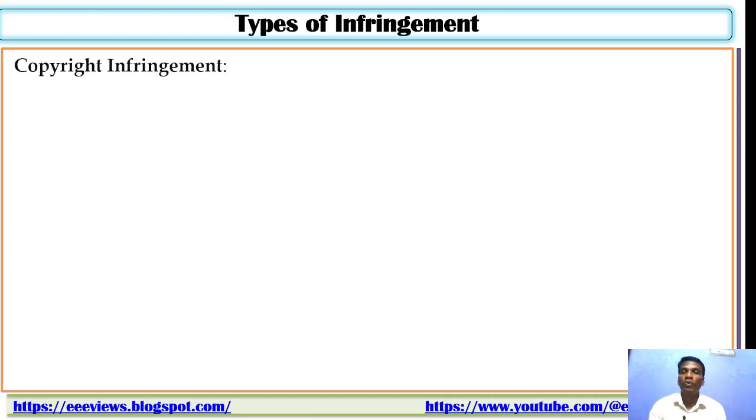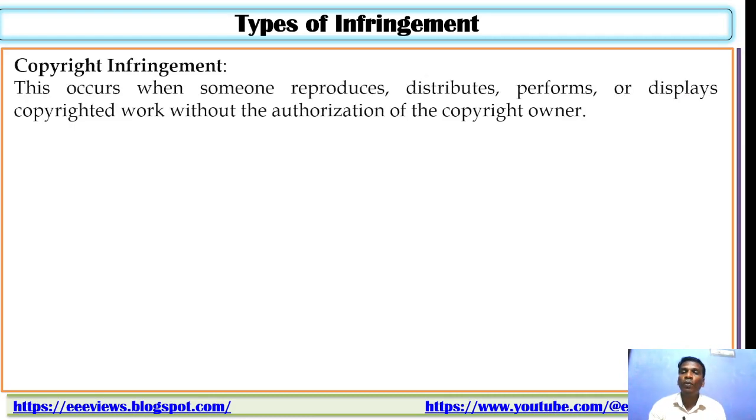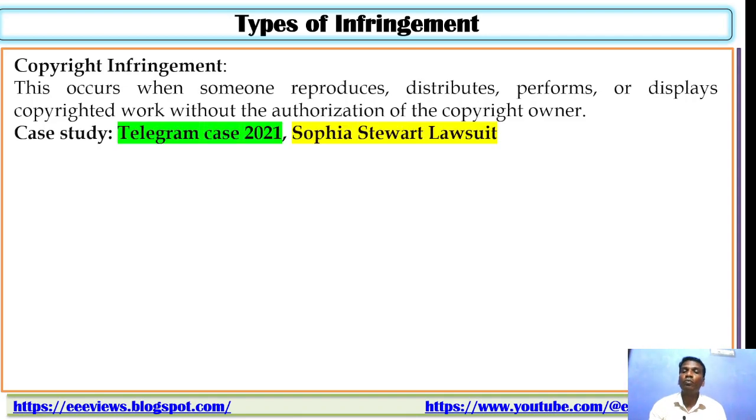If you see the screen, infringement happens when someone reproduces, distributes, performs, or displays the copyrighted work without the authorization of the owner. We can explain this infringement with the help of case studies. We are going to discuss two case studies: one is the Telegram case, and another one is the Sophia Stewart lawsuit.